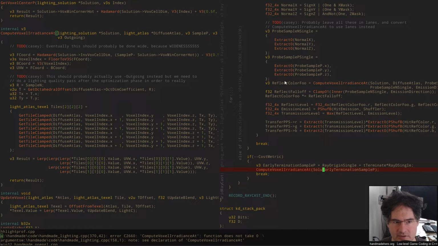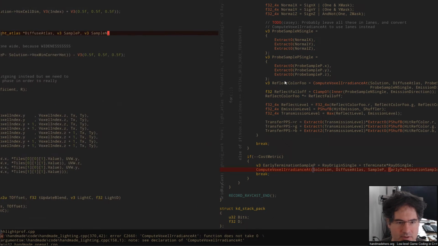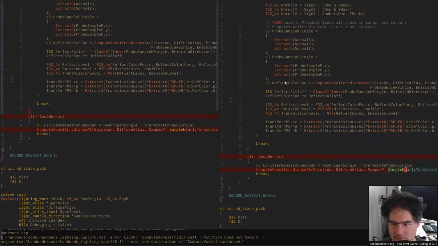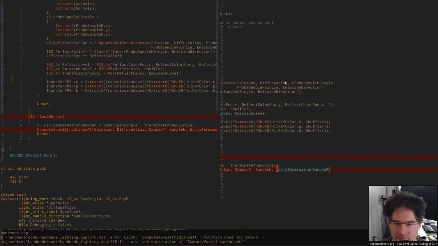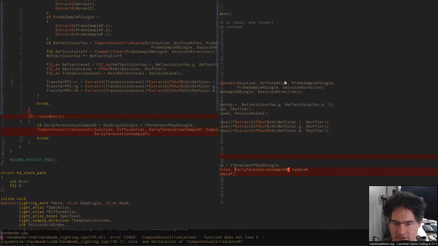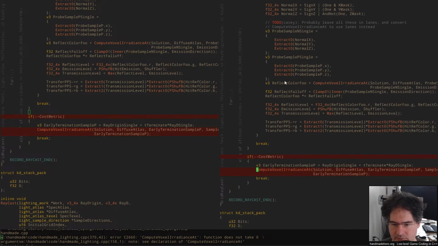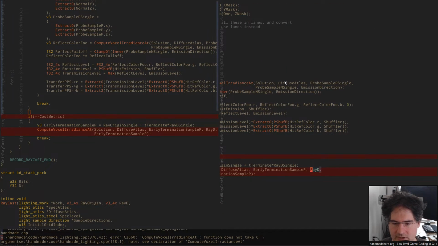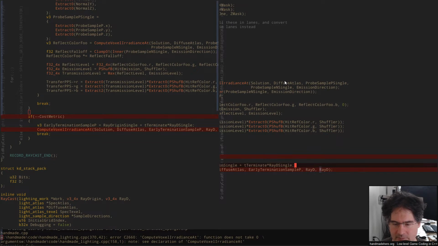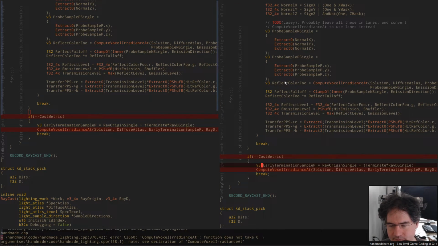So that would take the solution, the diffuse atlas, the sample p, sample n. So in here, the early termination sample p is the location, and the two normal values in this case would be the ray direction, in both cases. So that's where we want to sample the light coming from. And again, we have to change that compute voxel irradiance at to be more logical about how the light's getting sampled. So we'll see.